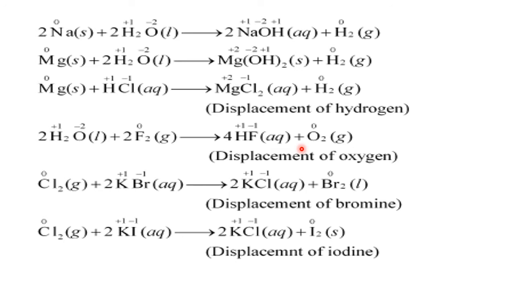Okay. I have given 4 examples: in the case of hydrogen, oxygen, bromine, and iodine. Please check their respective ON so that you will come to know whether it is redox or not.